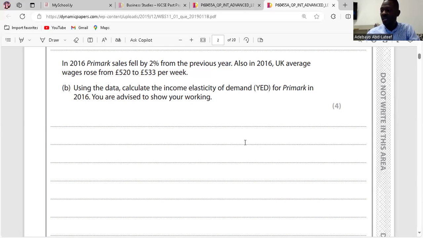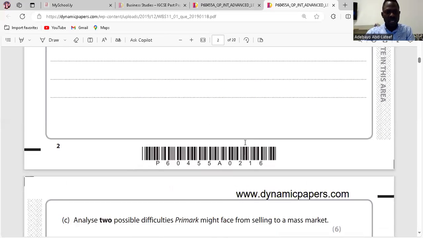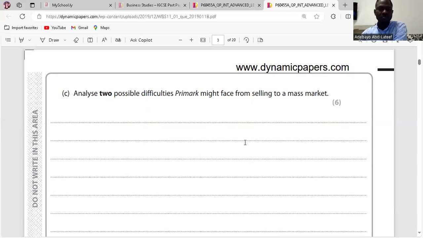That's why it's negative. And when it comes to negative income elasticity, it's not a normal good. It's an inferior good. And it is inelastic. I think it's clear. So first you have to write the formula for YED to get the full mark. So go to question C.